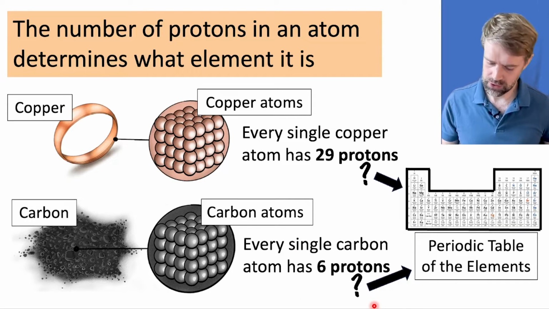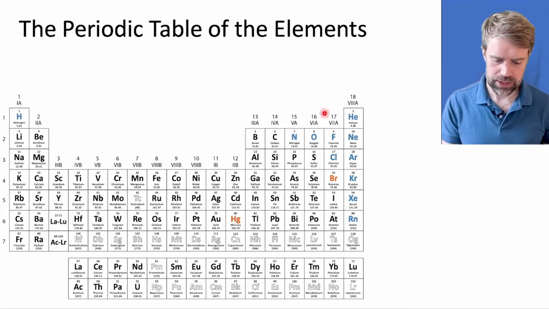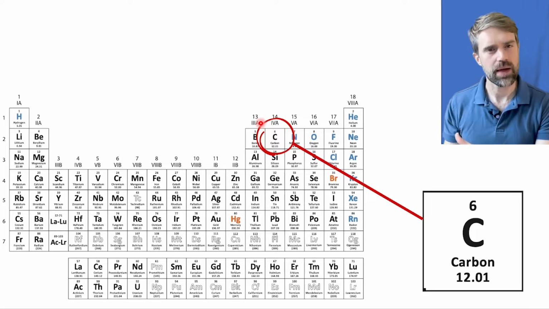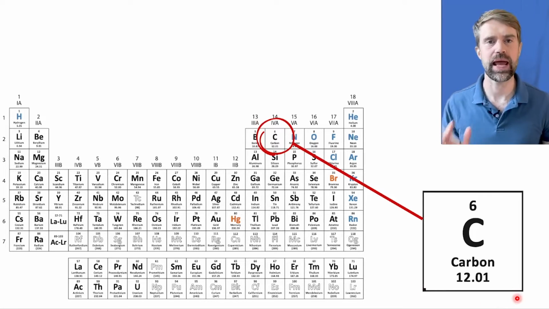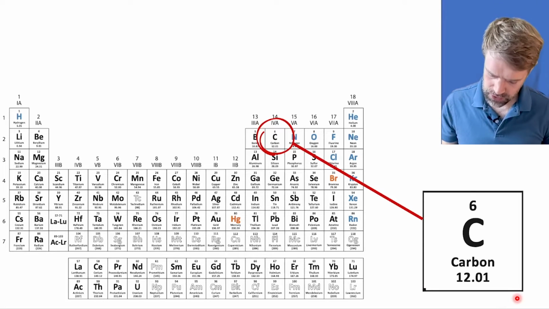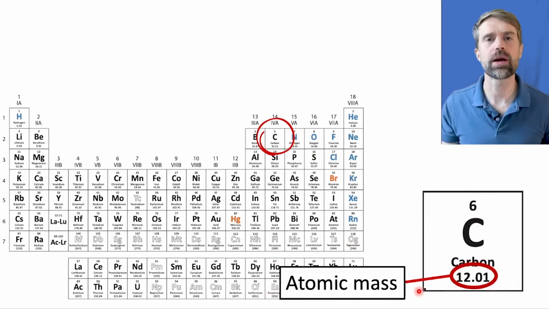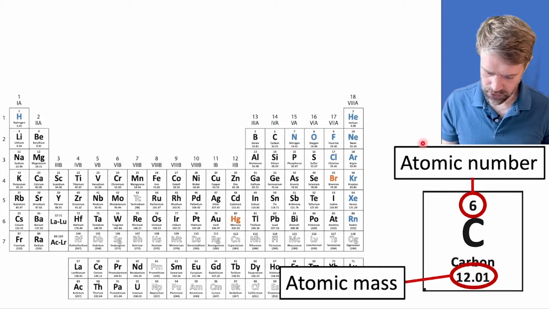For that, we have to look at the periodic table of the elements. As you know, each element has its own square on the periodic table. The square for carbon is right here. If we zoom in on that square, we'll see some pieces of information. You already know about the element name and the element symbol. We're going to focus on the numbers here. The larger number, which is usually at the bottom, is called atomic mass. We're not going to worry about that one for right now. The smaller number, which is usually on top, that's our focus, and it's called the atomic number.